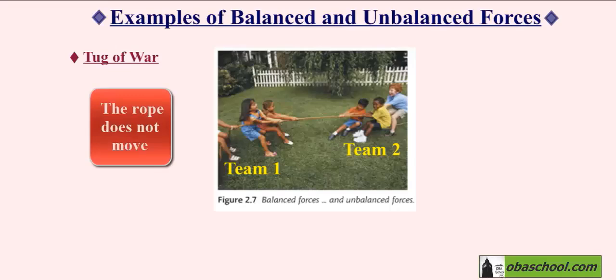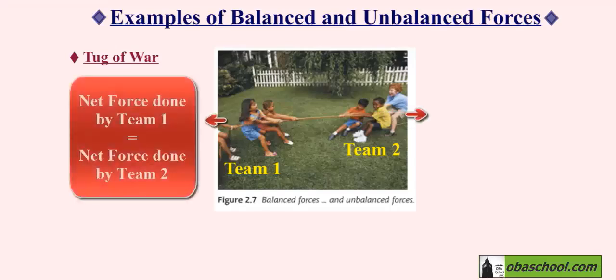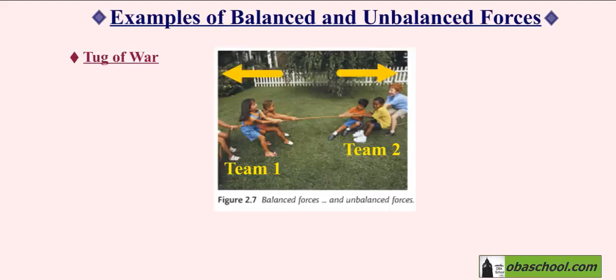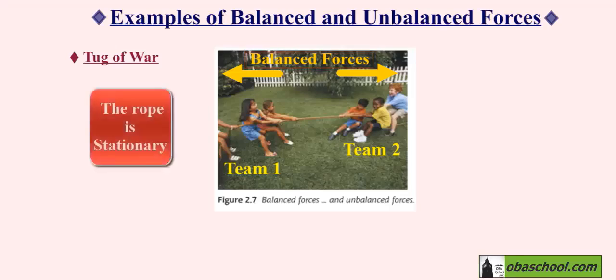If the rope doesn't move, then the net force done by Team 1 is equal to the net force done by Team 2, but in different directions. So we draw the forces like this. The first team is pulling to the left and the second team is pulling to the right. And the length of the arrows is equal because the two teams are exerting the same force. In this case, the forces are called balanced forces and the rope is stationary.